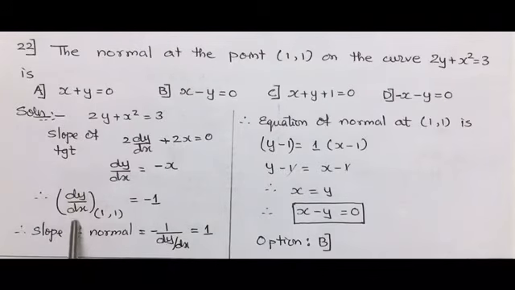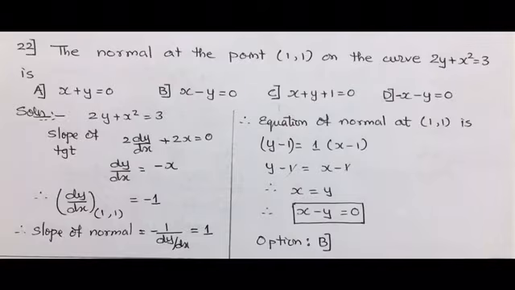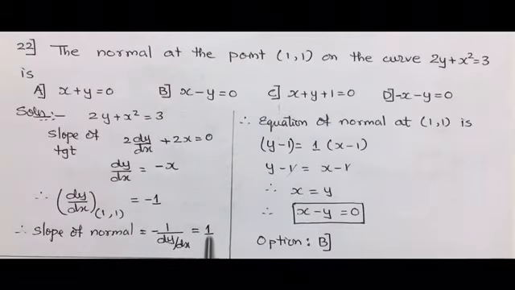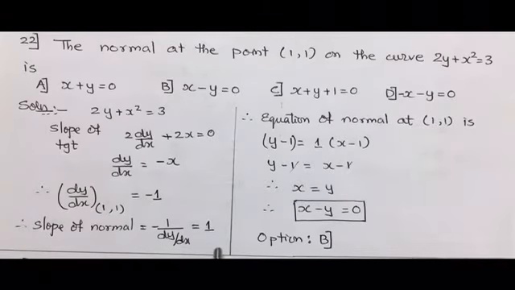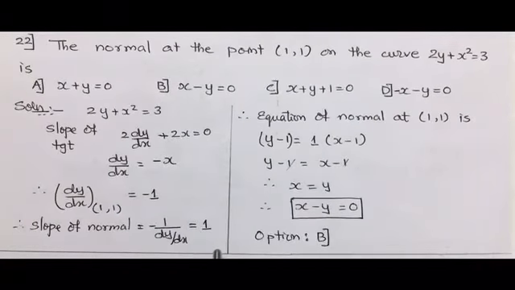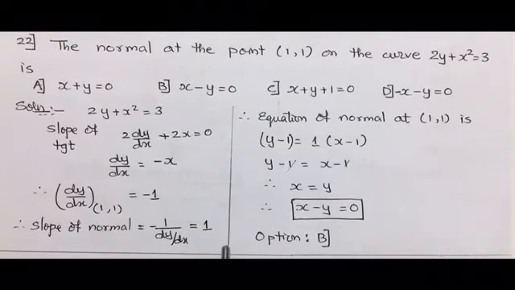So dy by dx is always the slope of tangent. Now slope of normal is equal to minus 1 upon dy by dx. So that gives the value of slope of normal as 1. Now slope is known, point is known.